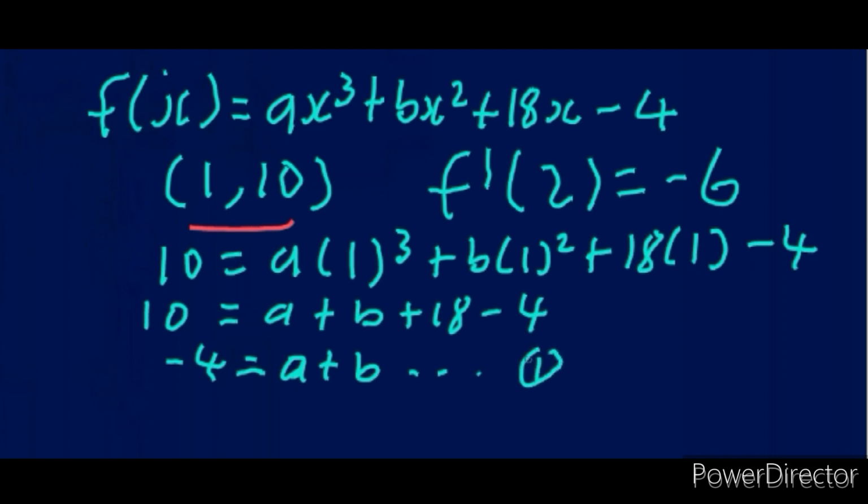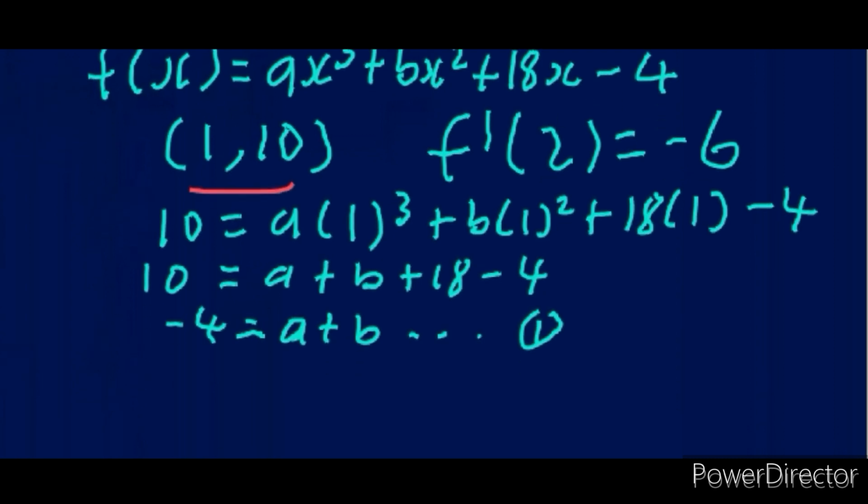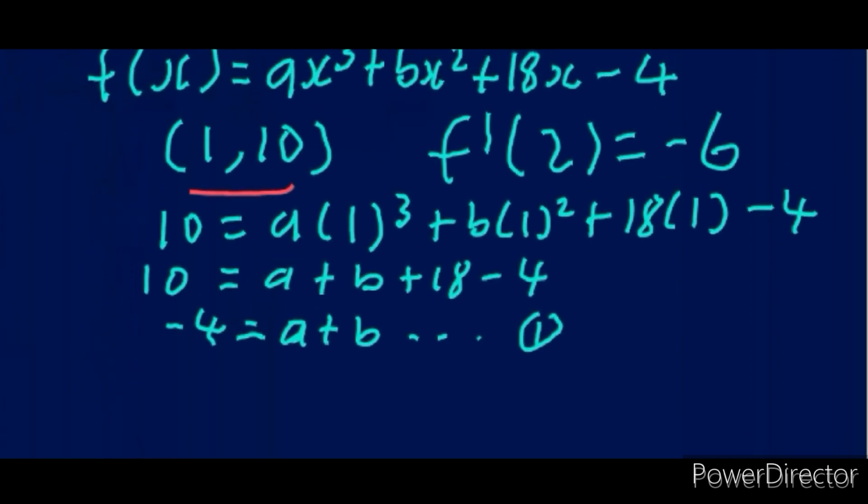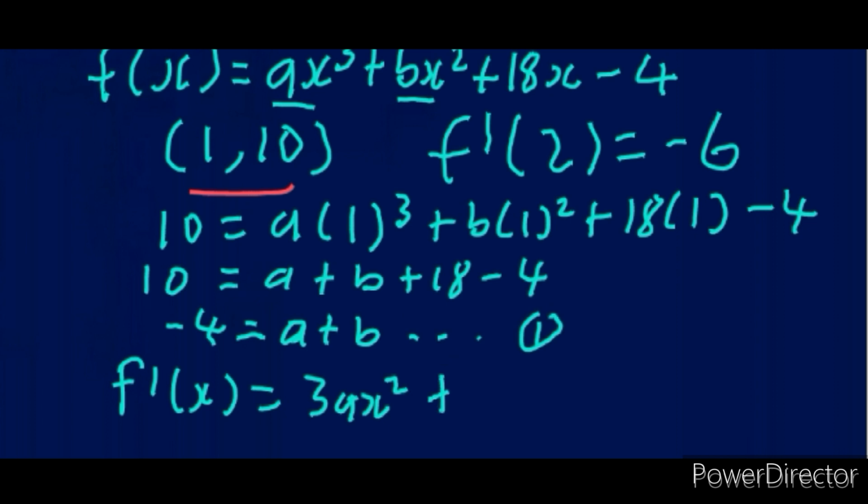Now we're going to create our second equation by substituting into the derivative. But first we have to create the derivative formula. So let's create the derivative. So we know that f prime x is equal to 3ax squared, plus 2bx, plus 18. And of course, the constant part just disappears.